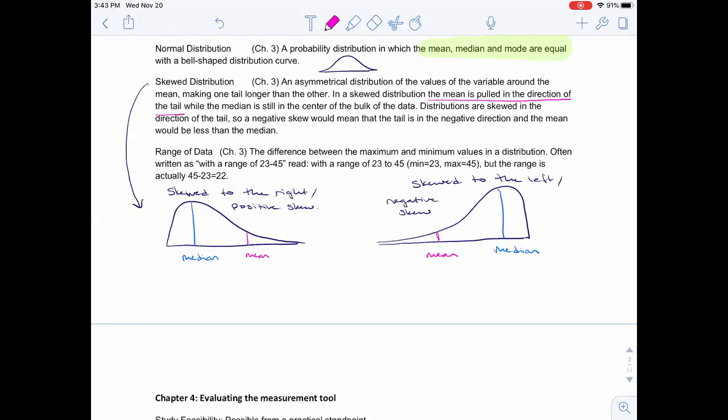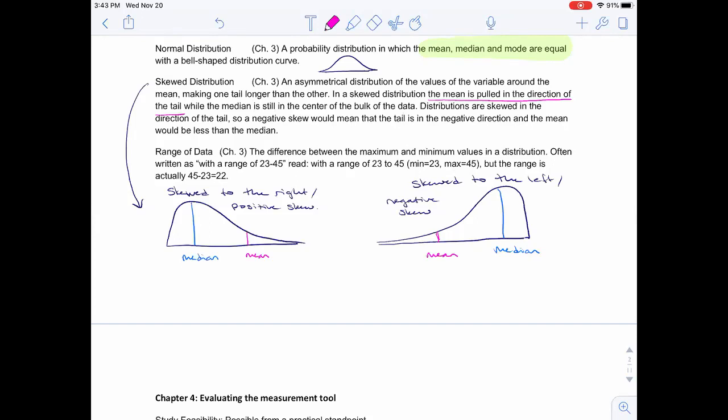The range of the data, it's just the difference between the maximum and the minimum values, right? So nothing crazy. And quite frankly, it's not going to come up. So, okay. But you will want to keep a handle on these ones here.